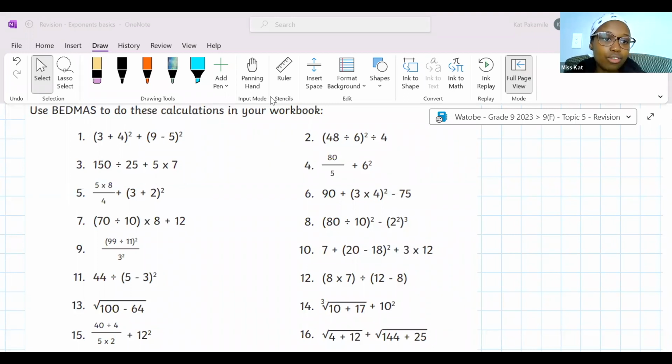Today we're still doing revisions. Obviously, today we're focusing on exponents. So let's see who went ahead and did this work. If you didn't, do it quickly and just post the question number and an answer.